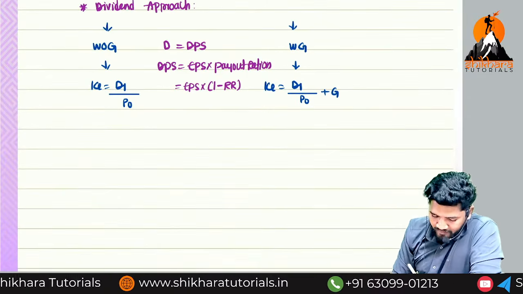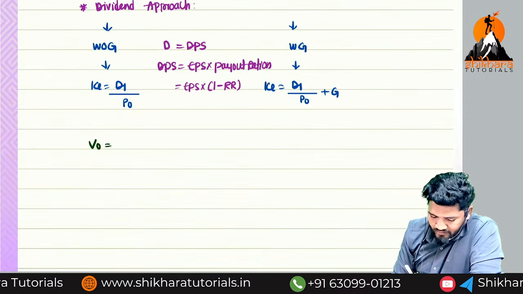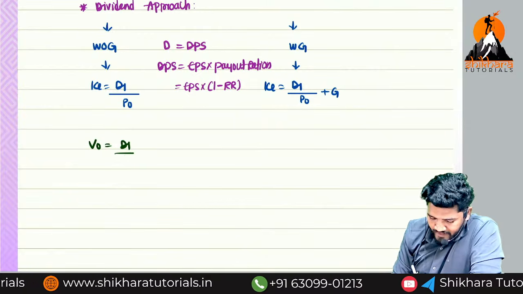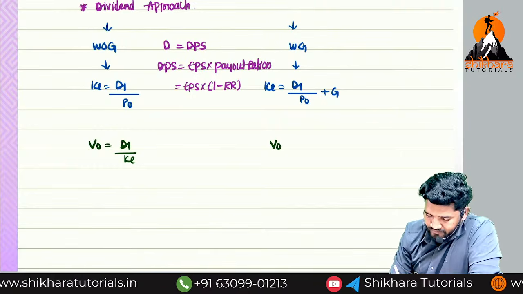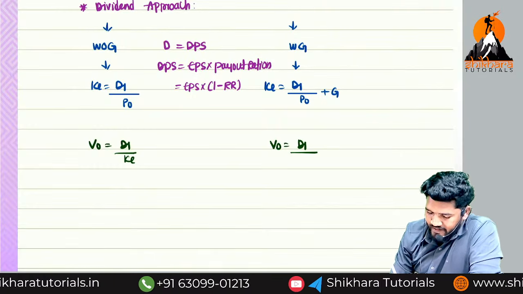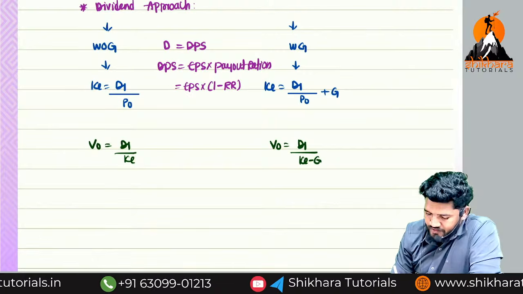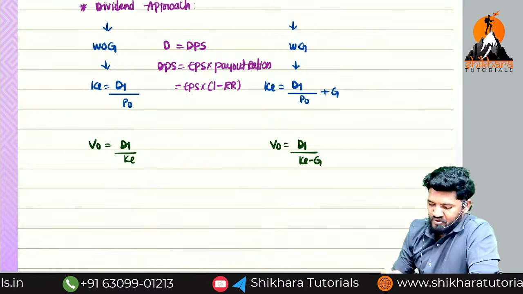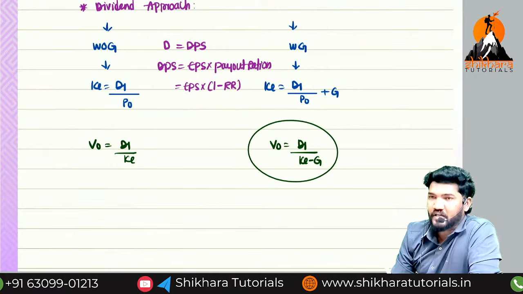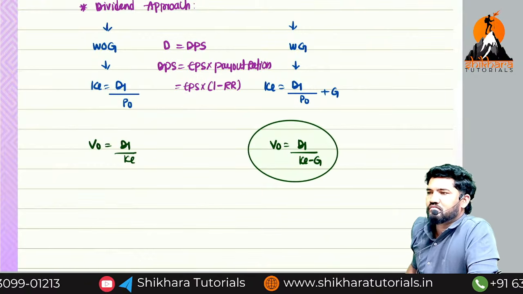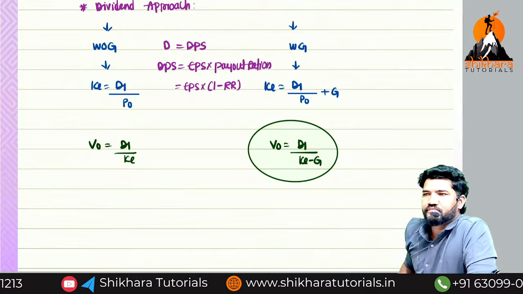Here also we are doing a valuation. How to calculate V0? D1 divided by KE minus growth. So this is very important for us in the discounted cash flow method also. Are you okay?